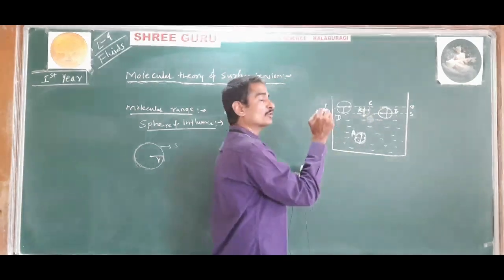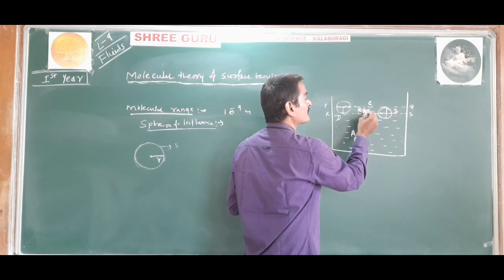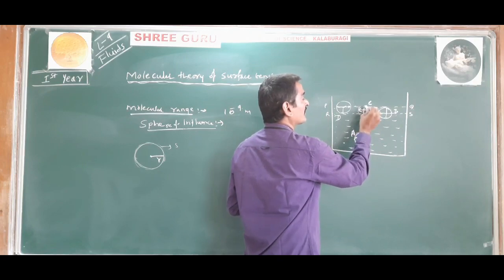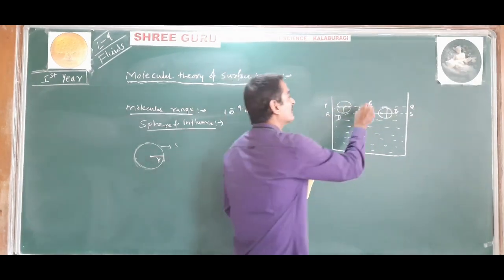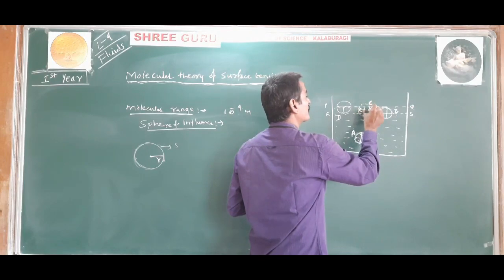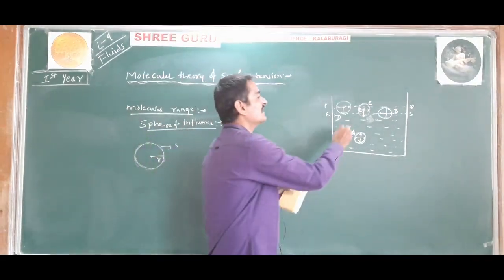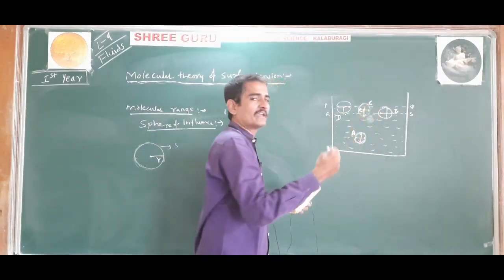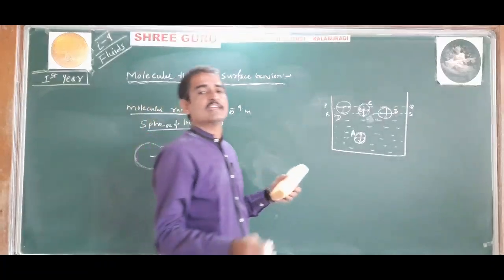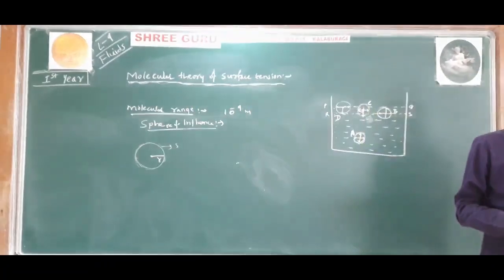Whereas in the case of molecule C, the molecules attracting the molecule C in the downward direction are more, whereas the molecules in the upward direction are less. That is, within the sphere of influence, the molecules in the upward direction are less. Hence, a net force acts on the molecule C in the downward direction.